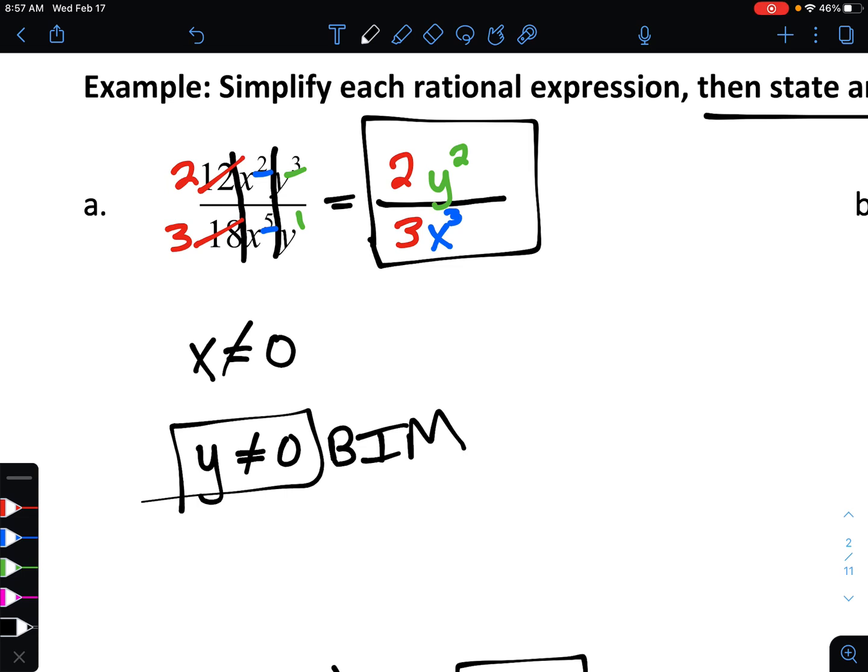X cannot equal 0 should still be treated as a domain restriction. However, Big Ideas will not need for you to write that as one of the restrictions.